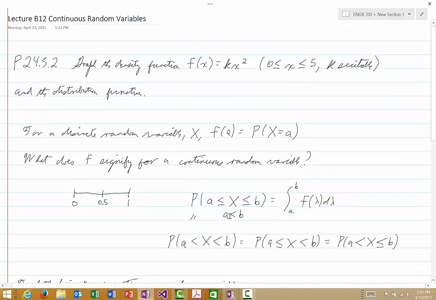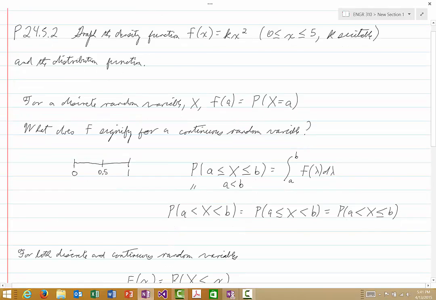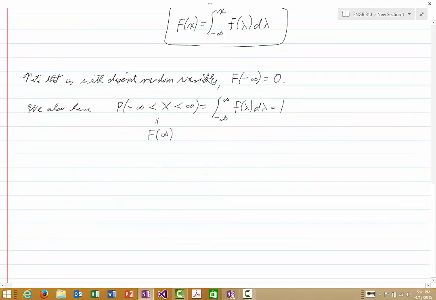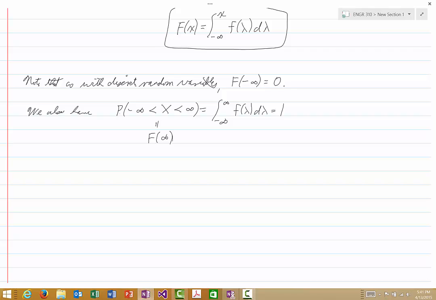It says, graph the density function f of x is equal to kx squared, where x is between 0 and 5, and k is chosen suitably. And we also want to graph the distribution function. So the first thing we need to do, if we want to graph little f of x, before we can graph it, we need to find what k is. But now this last observation is what will allow us to do that.